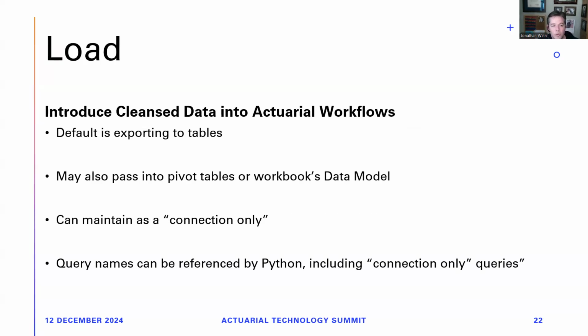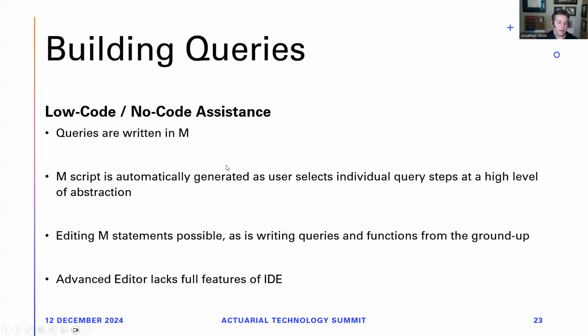Power Query will load data into the workbook environment in a few ways. By default, it goes into a table, but you can also put it into the data model or a pivot table, or just keep it as a connection only. And this last point is something we're going to touch on when we get to Python and Excel, and is kind of the preferred way of getting data into Python and Excel: using that connection only query feature with Power Query.